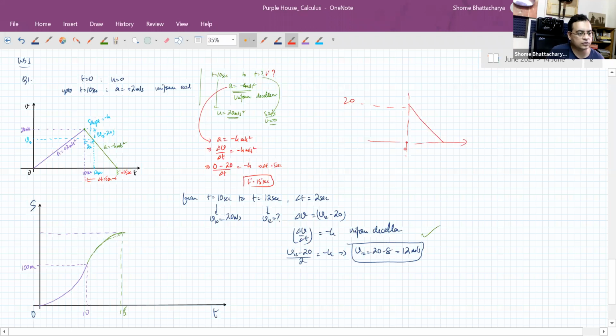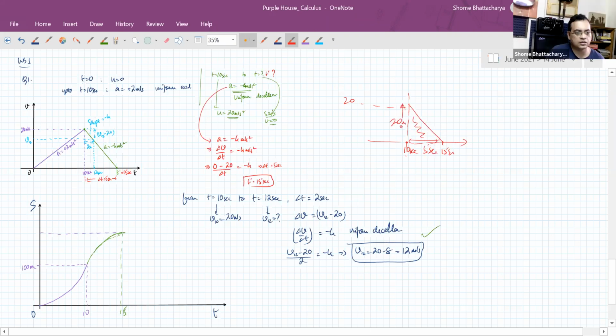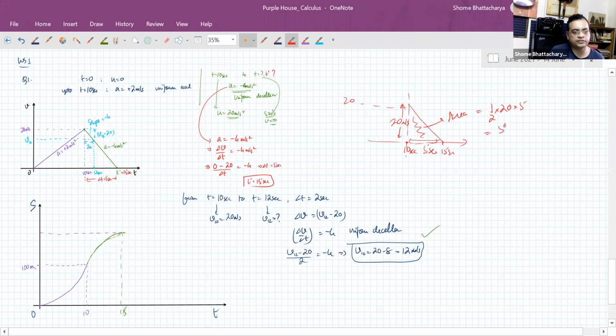From time of 10 seconds to 15 seconds. So for this triangle, what is the base, the time interval? It's 5 seconds, correct? Yes. And this height is how much? It's 20 meters per second. So what is this area now? This area is half into 20 into 5. So it's 50 meters. So 50 meters is the distance it is traveling during which time? From 10 to 15 seconds, the second part of the motion.